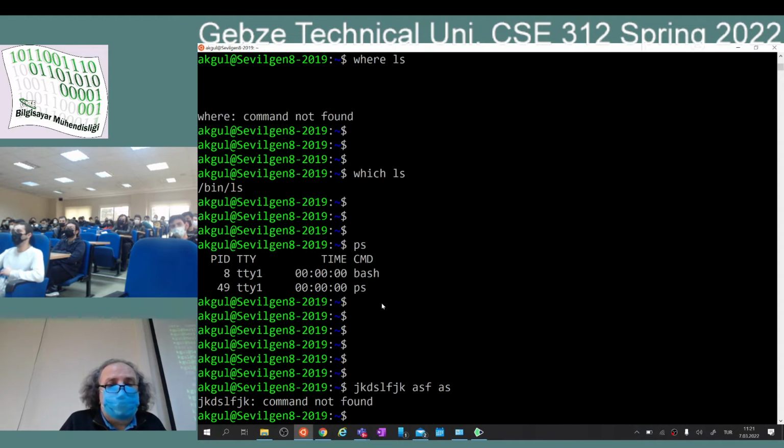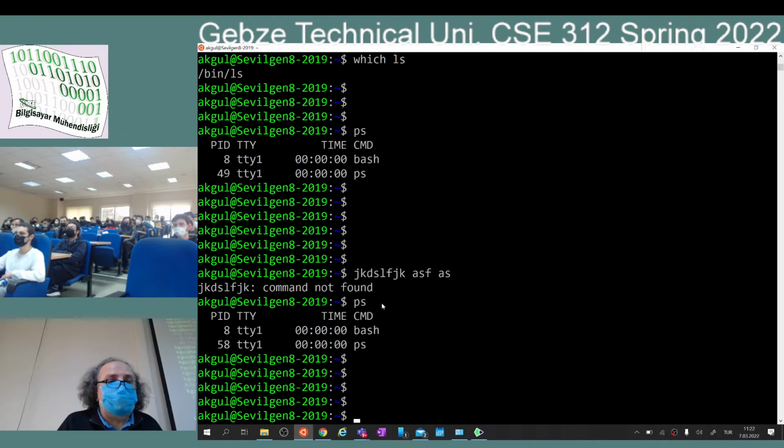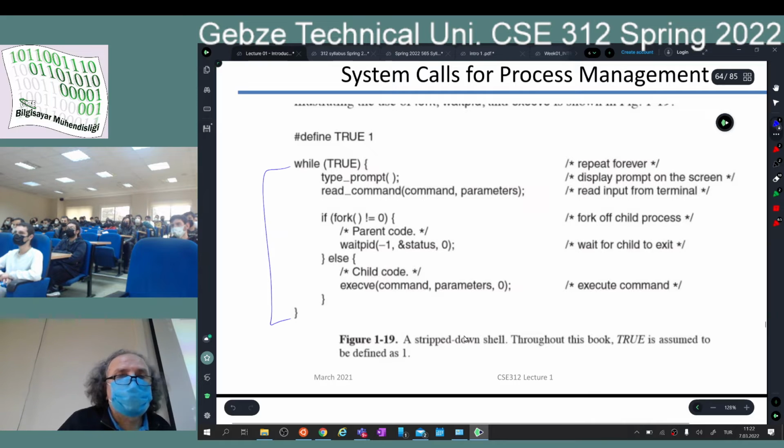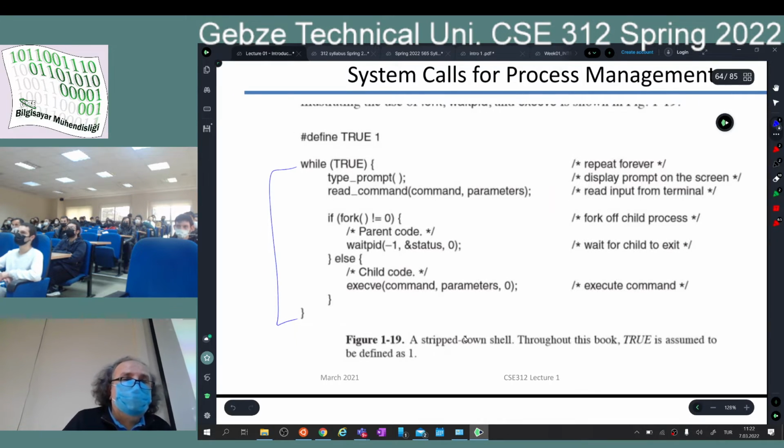This one is not a command, I can't find it. If I write something meaningful like that one, it lets the operating system execute ps, and it works that way. So this is a very simple shell program. It runs in an infinite loop, while true. This infinite loop says that I am going to give you a prompt.